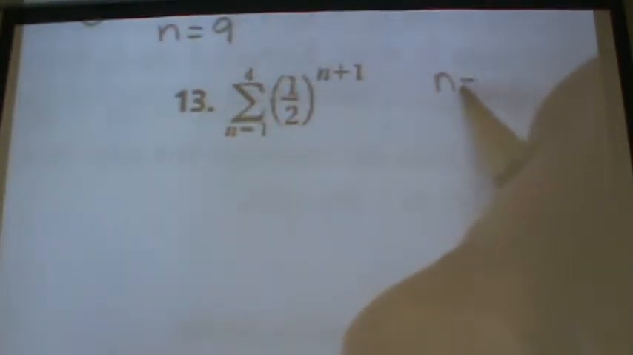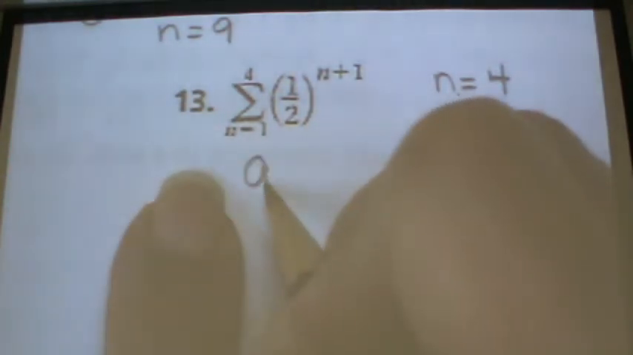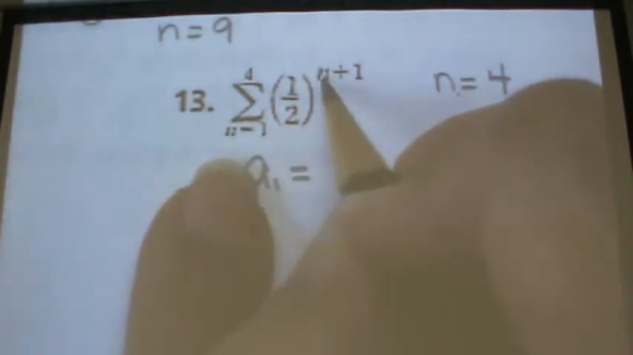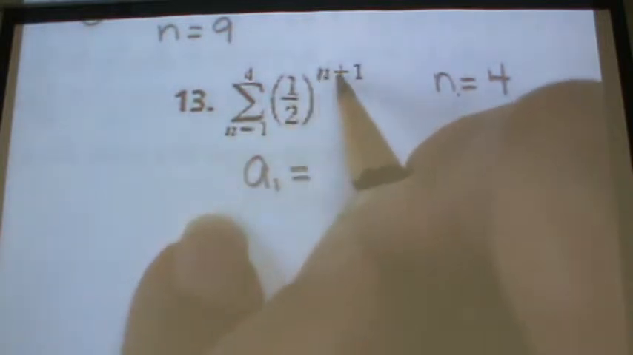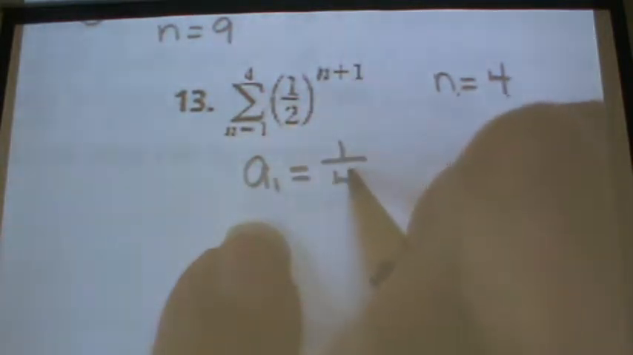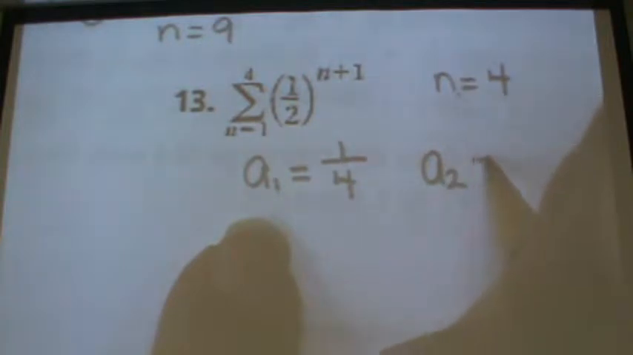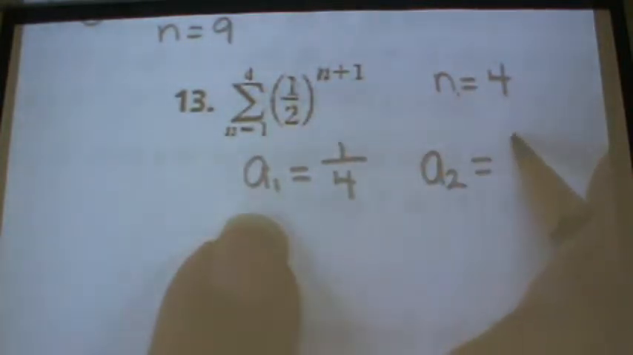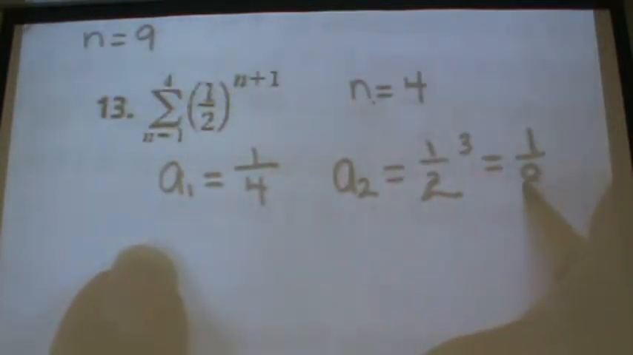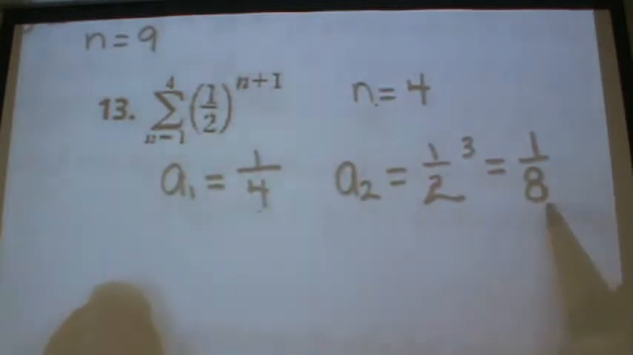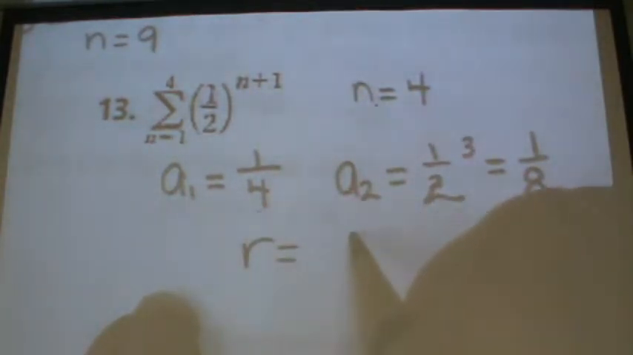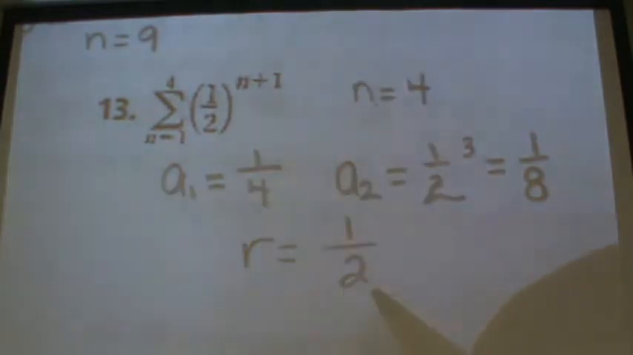Number 13, moving along. So they're asking you to add up 1 to 4. How many terms are we adding up? 4. With the first term being, if you put a 1 in here, what's 1/2 to the 1 plus 1 power? A quarter, good. If you put a 2 in here, what is 1/2 to the 3rd power? 1/8, good. How are you going from 1/4 to 1/8? What's the r value? 1/2, good. We've got it all now.